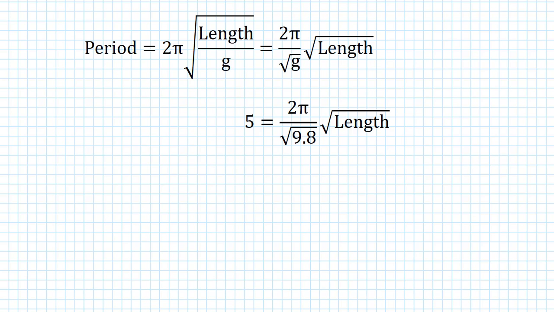So I'm just going to plug in 5 for the period and 9.8 for g, and that's what this equation is. Now I multiply both sides by the square root of 9.8, and I divide both sides by 2 pi.